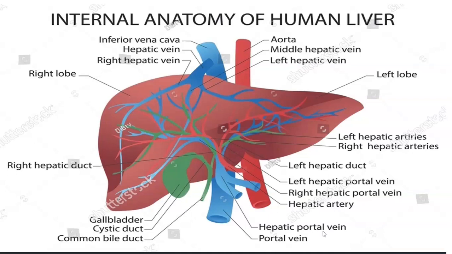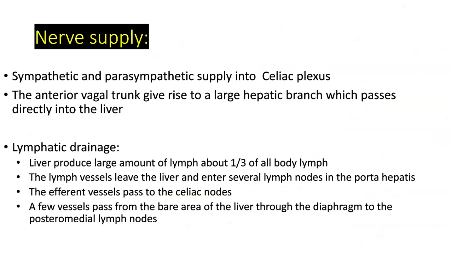As you can see here, this is the portal vein that moves upward, and these are the hepatic portal veins that move further from right to left, and here they drain into the branches of the right hepatic vein and left hepatic vein, then move toward the inferior vena cava. Nerve supply: sympathetic and parasympathetic supply from the celiac plexus. The anterior vagal trunk gives rise to the large hepatic branch, which passes directly into the liver.